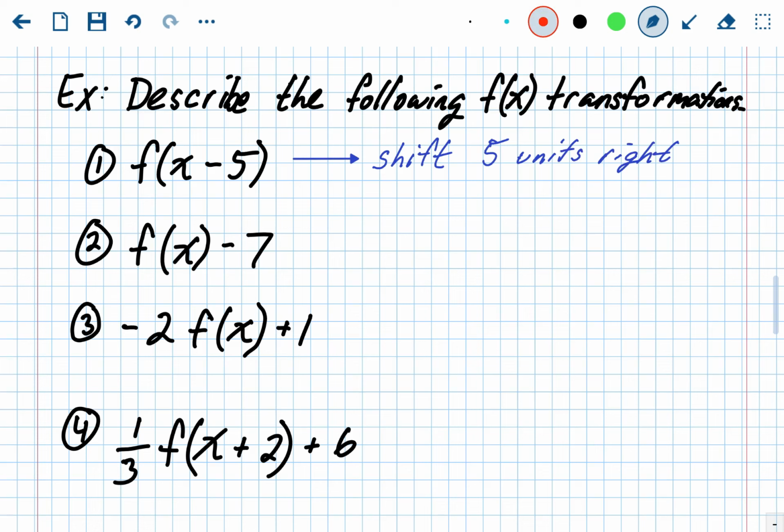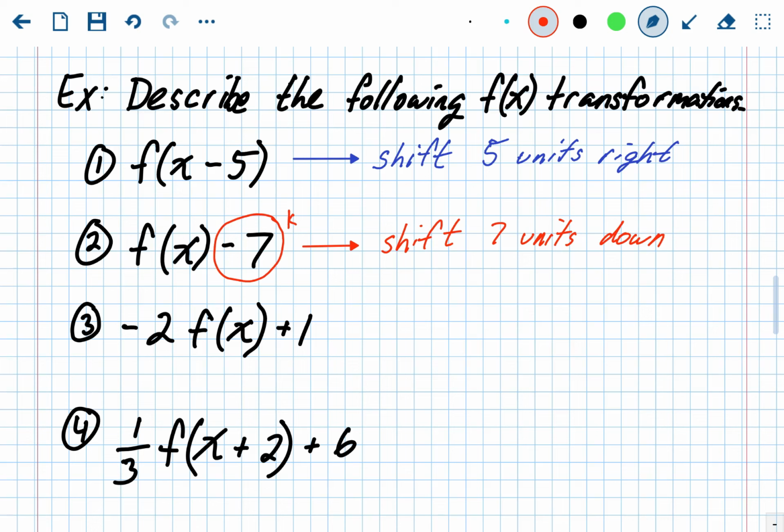Number 2, you have a minus 7. Now the minus 7 is outside of the function. So you have f of x in parentheses, close, and then it's minus 7. Okay. So that's a k value. That minus 5 in the first one was an h value. This is a k value. K values go up or down. In this case, it's a minus 7. So this is going to shift 7 units down. All right, so those are easy ones, just one of each.